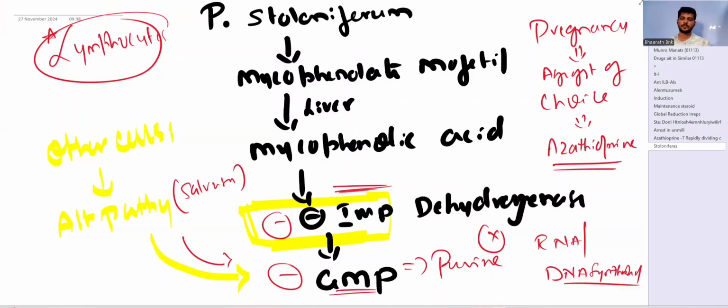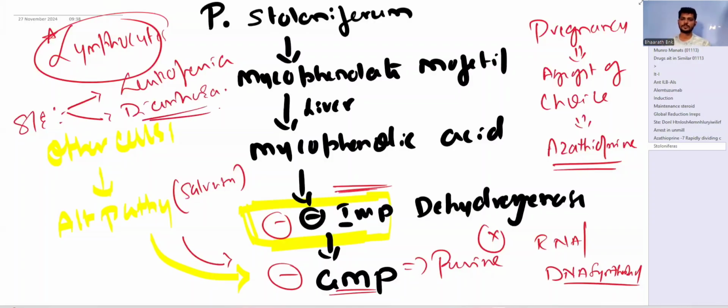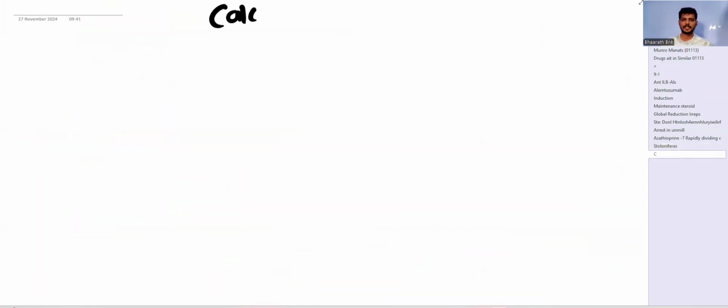But because it acts only on the lymphocytes, its side effect is that it produces leukopenia. And one frustrating side effect of mycophenolate mofetil is that it causes diarrhea. So this is about antiproliferative agents. Now we'll move on to something called calcineurin inhibitors.